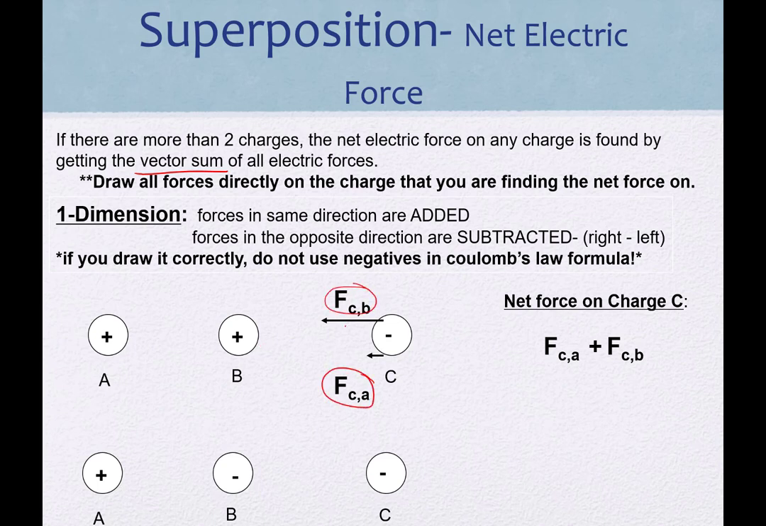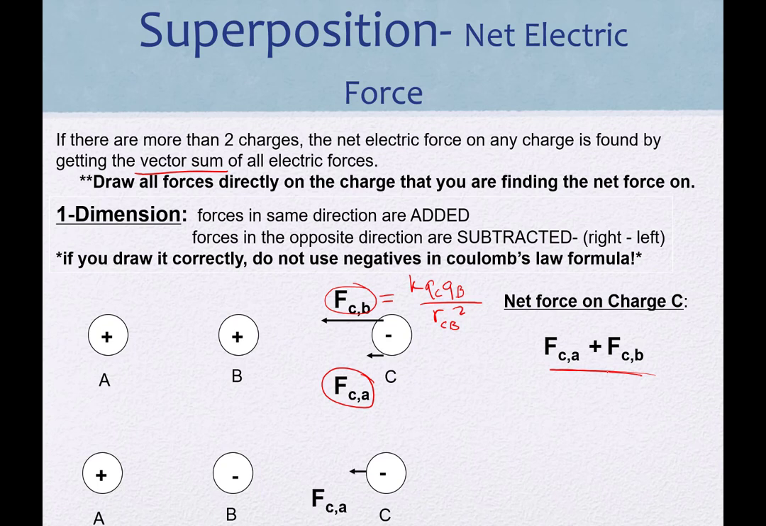We would calculate each of these individually using Coulomb's law. K, this would be QC, QB over the distance between C and B squared. And then we do the same thing down here. This is our net force.